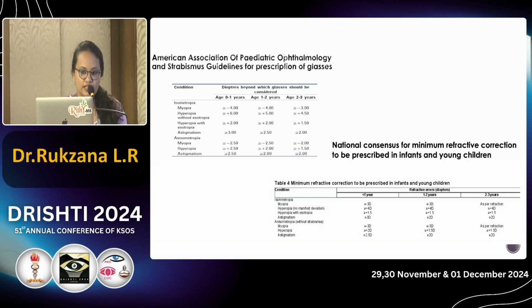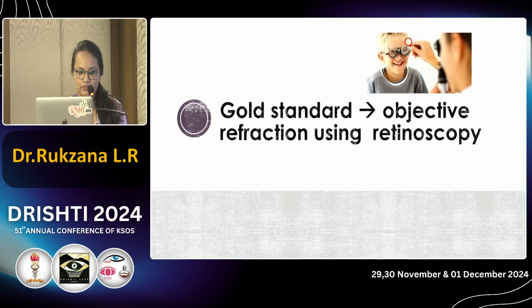The American Association of Pediatric Ophthalmology and Strabismus has guidelines for prescription of glasses. They have classified the children according to age, and the diopters beyond which glasses should be prescribed depend upon the refractive error of the child. There is also a national consensus for the minimum refractive correction to be prescribed in infants and young children. We'll be dealing with it in the coming section. So the gold standard is always objective refraction using retinoscopy.